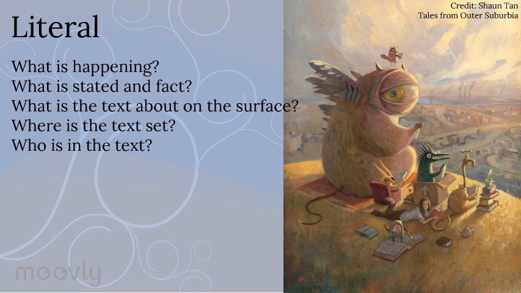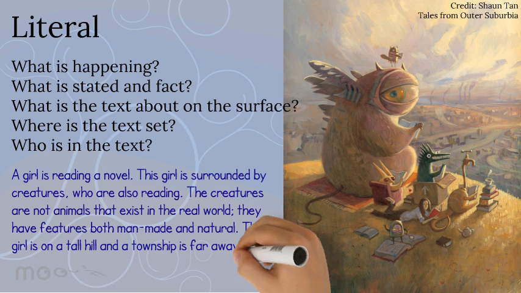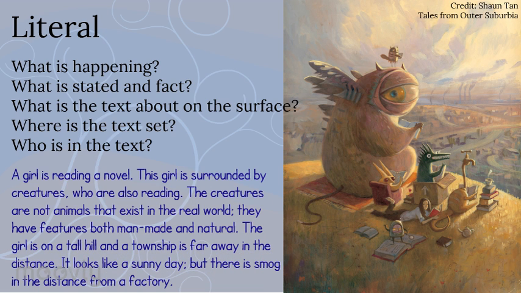So, my literal understanding is that there is a girl reading a novel. The girl is surrounded by creatures who are also reading. These creatures are not animals that exist in our real world. Instead, they have features that are both man-made and natural.